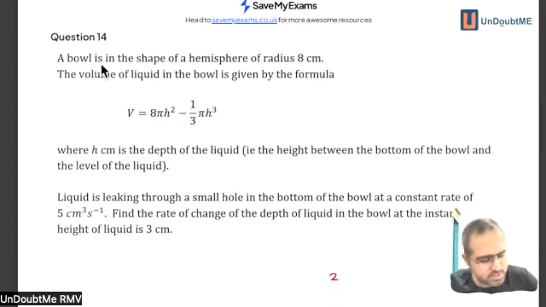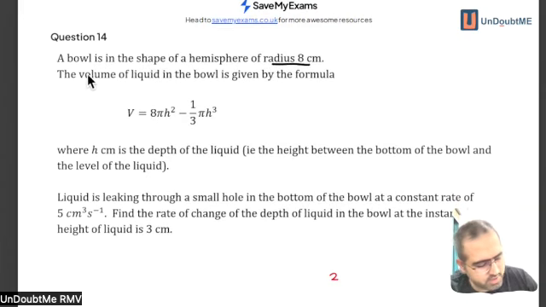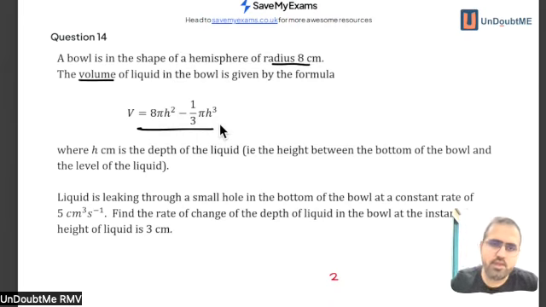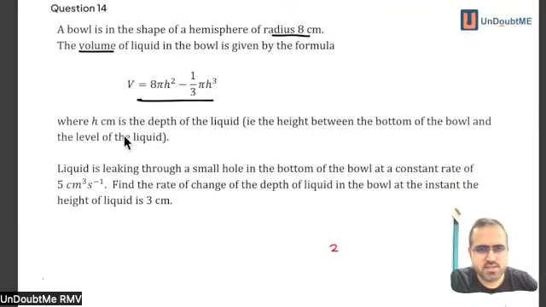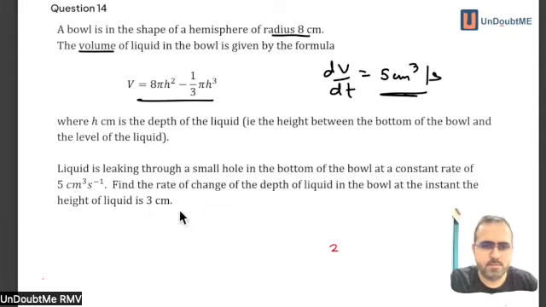A bowl is in the shape of a hemisphere of radius 8. The volume of liquid in the bowl is given by the formula. When the formula itself is given, we have to use what they have given, where h is the depth of the liquid. Liquid is leaking through a small hole in the bottom of the bowl at a constant rate, so basically dV by dt is given as 5 centimeters cubed per second. The rate of change of depth of the bowl.